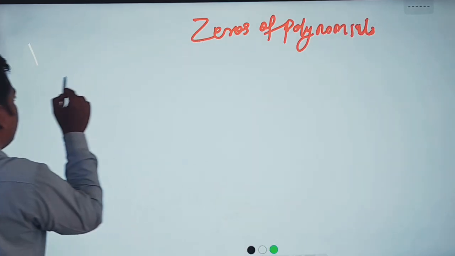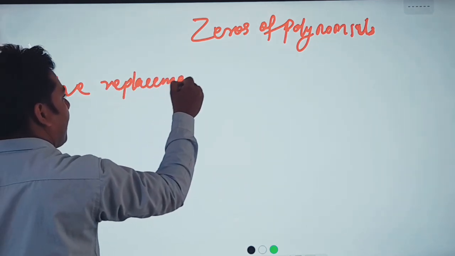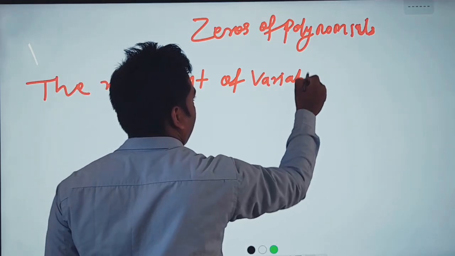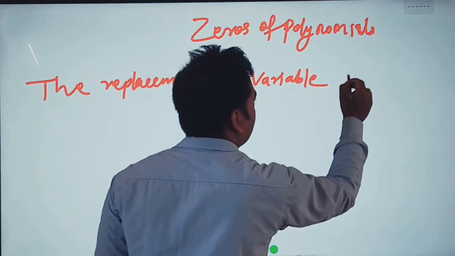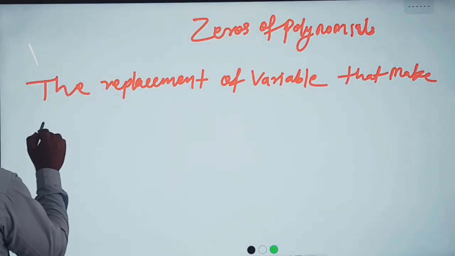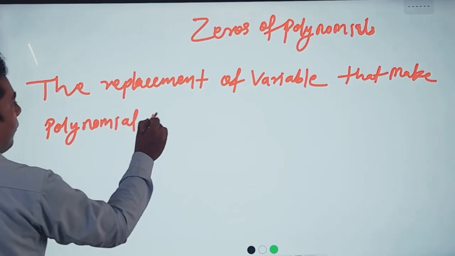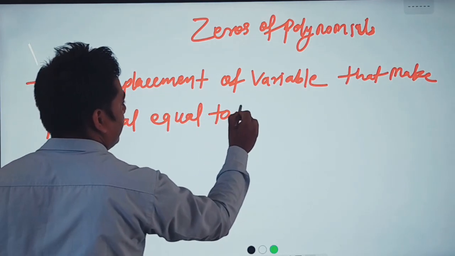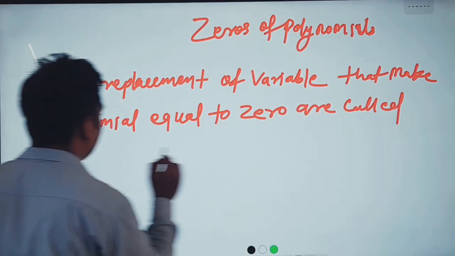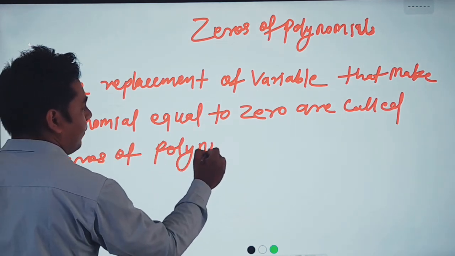Polynomials, okay? The replacement of variable that make polynomial equal to 0 are called zeros of polynomial.